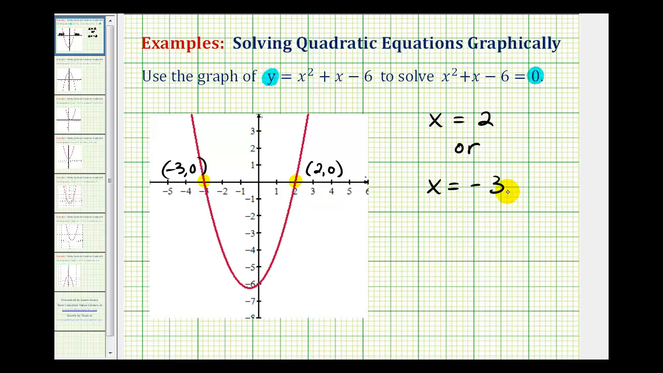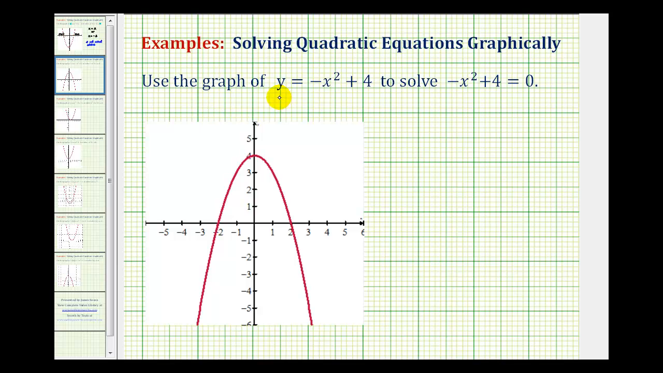So in general, when we have an equation equal to 0, and we replace 0 with y and graph the function, the solutions will be the x-intercepts. Notice for this quadratic equation, we have two real rational solutions. Let's take a look at another example.